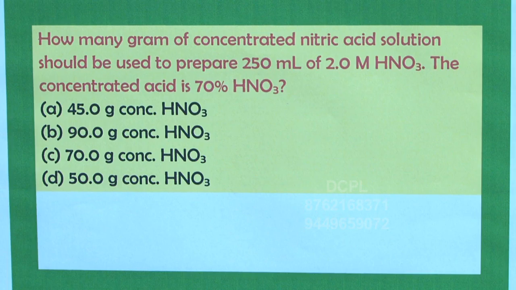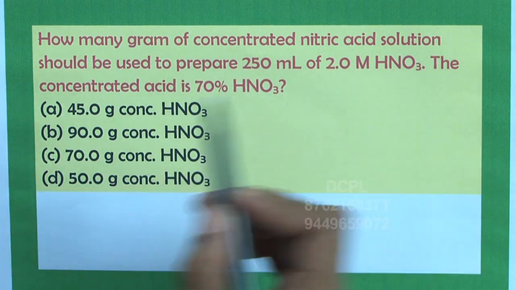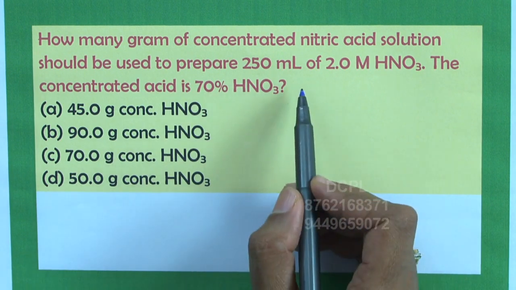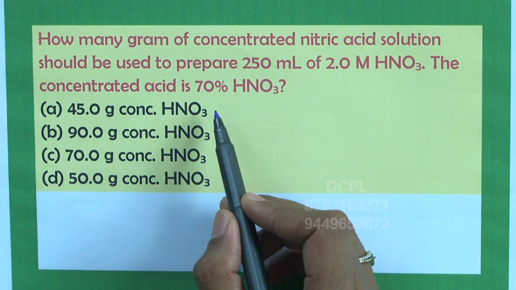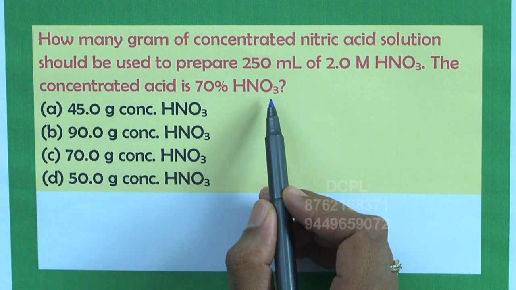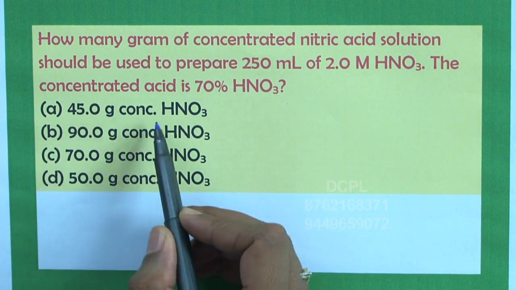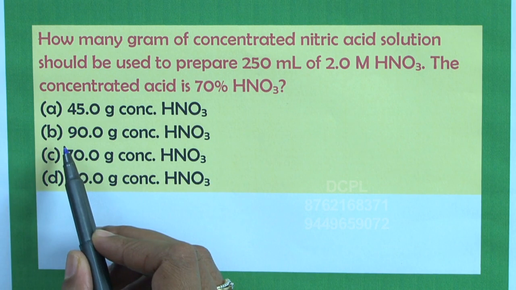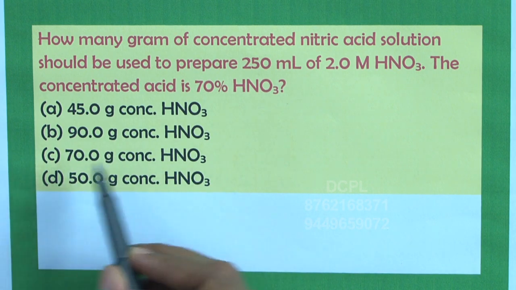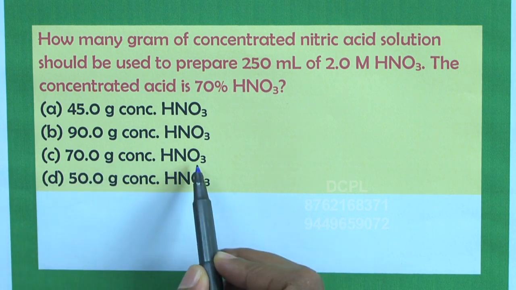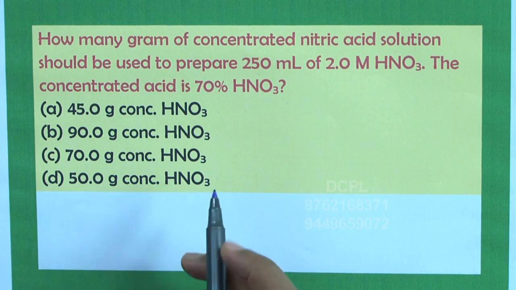Let us take up one more problem. How many gram of concentrated nitric acid solution should be used to prepare 250 ml of 2.0 molar HNO3? The concentrated acid is 70% HNO3. The given options are option A 45.0 gram concentrated HNO3, option B 90.0 gram concentrated HNO3, option C 70.0 gram concentrated HNO3 and option D as 50.0 gram concentrated HNO3.